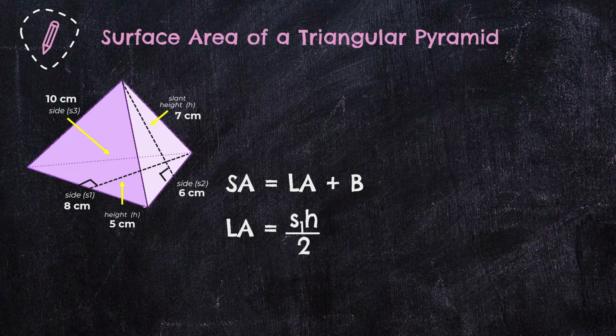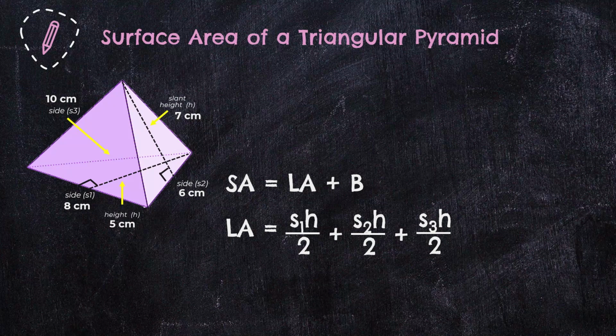So side 1 times the slant height, which is 7 centimeters, divided by 2. Since the formula on how to find the area of a triangle is base times height divided by 2. Plus, we have the side 2, which is the base of this triangle, times the slant height, 7 centimeters, divided by 2.